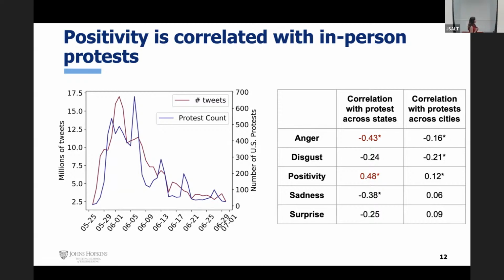I would hesitate to draw a causal conclusion here. We can say that they're correlated, and that in cities and states where there were more protests, there was also more online positivity. One of the things we are not getting at all from this data is which direction that goes. Was there more positivity online and that encouraged people to protest in person? Or is it the act of protesting that creates a lot of solidarity and leads to more positivity online? It could be either of those.